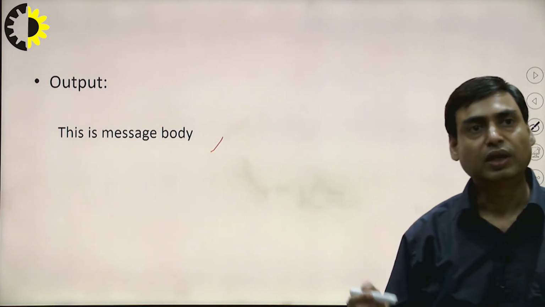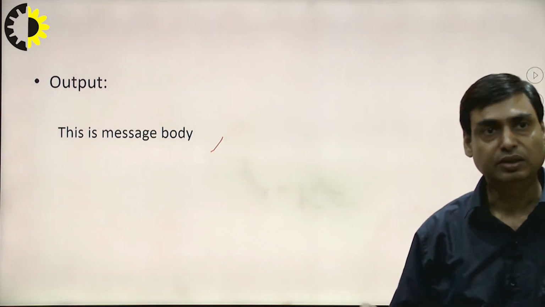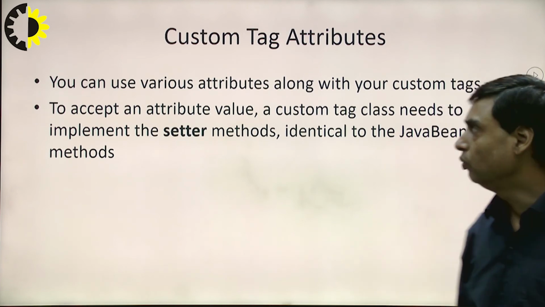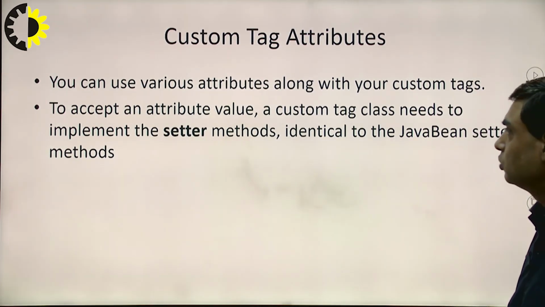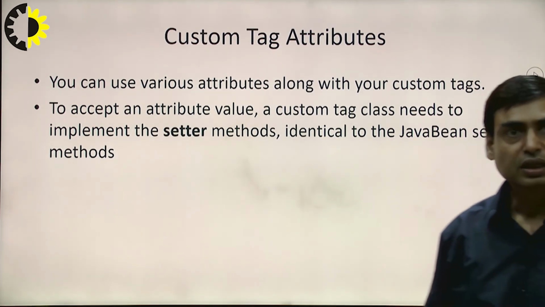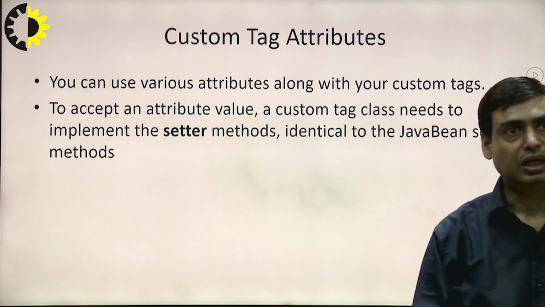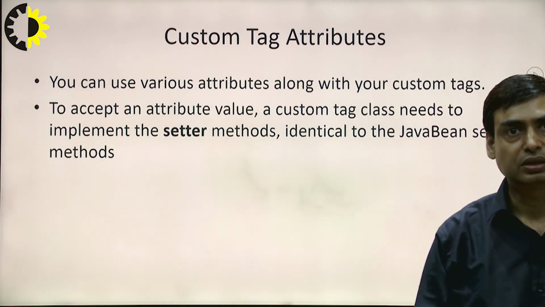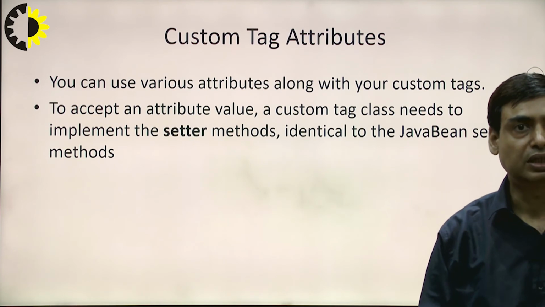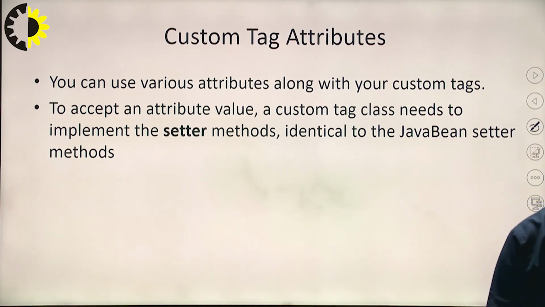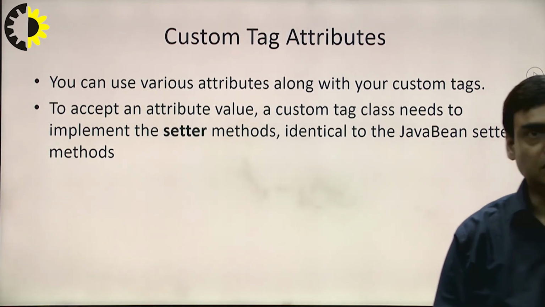Next we can define the tag with attributes. We can define custom tag attributes also. You can use various attributes along with your custom tags. To accept an attribute value, a custom tag class needs to implement a setter method identical to JavaBeans setter methods.